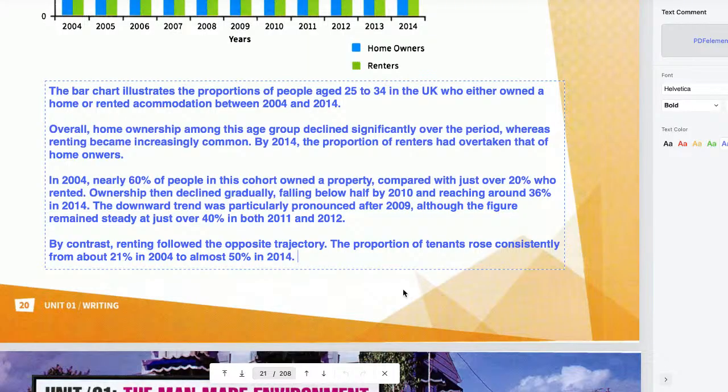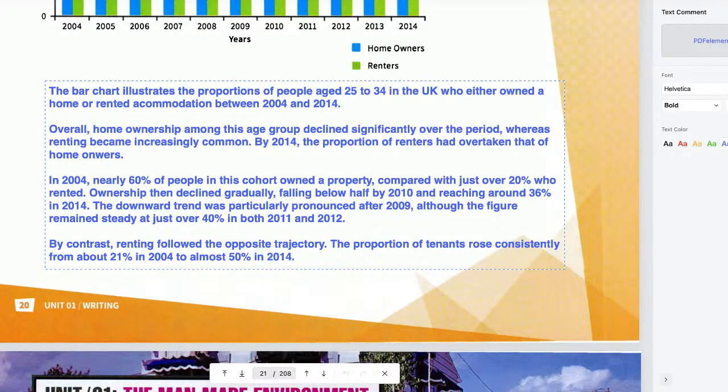By contrast, renting followed the opposite trajectory. The proportion of tenants rose consistently from about 21% in 2004 to almost 50% in 2014. Okay? Yeah, you can mention somewhere in between or something. But here I want to add something kind of more interesting, just to ensure you will get a very high score.